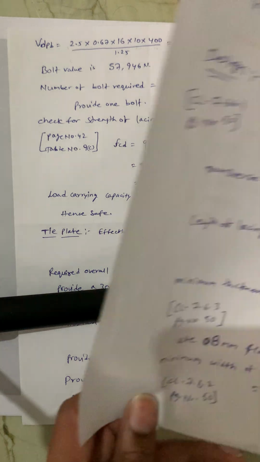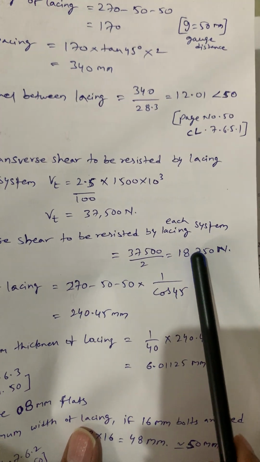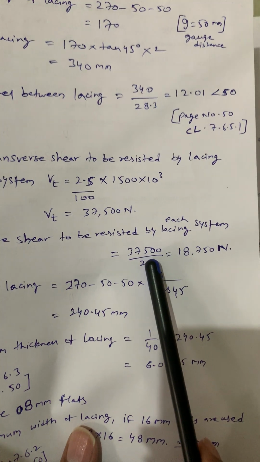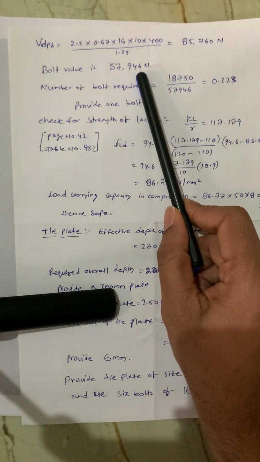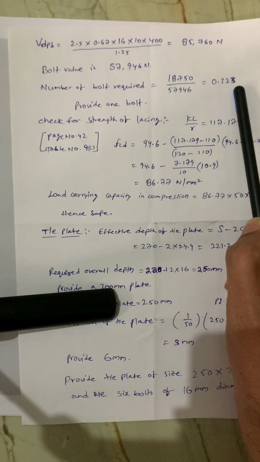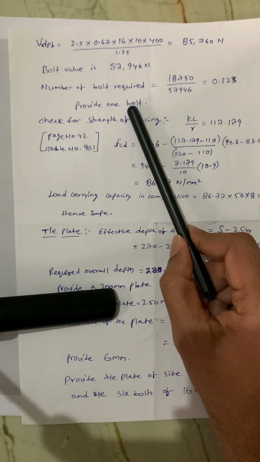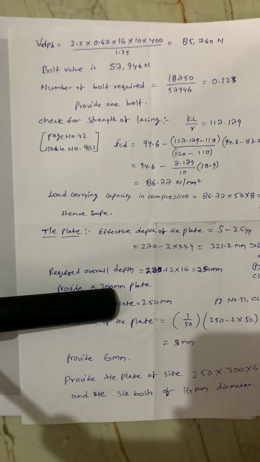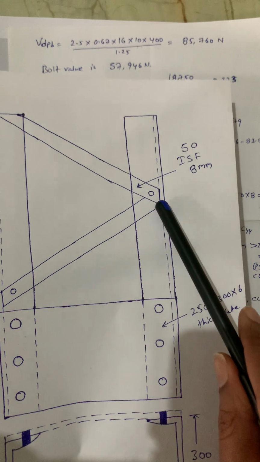I'll show you. Here, the transfer shear to be resisted is 37,500 divided by 2, which is 18,750 newtons. So 18,750 divided by 57,946, I got 0.323. So provide one bolt. One bolt is nothing but, this is one bolt for the lacing flat connection, and this is one bolt.